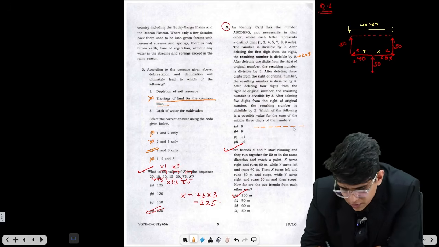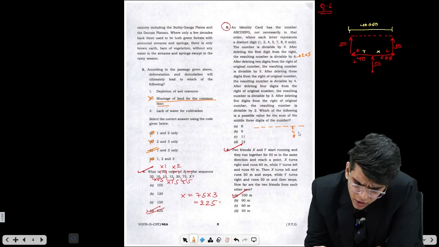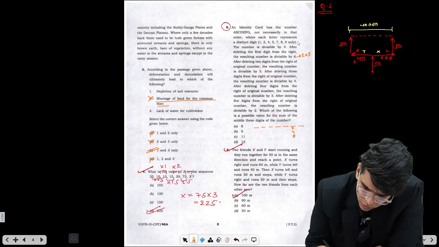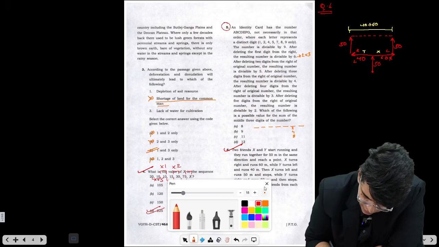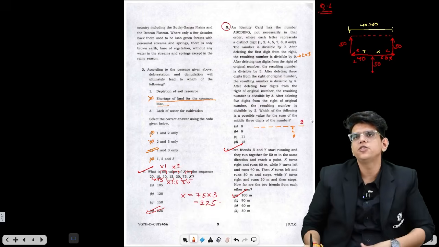So first of all, this will be some even digit. This can be 2, this can be 4, this can be 8. What can you remove in multiples of 3? From this condition, you know this for sure, this number is 9. There is only one multiple of 3 which you can remove.